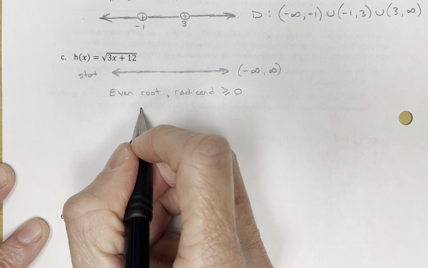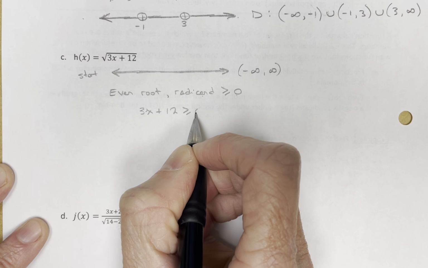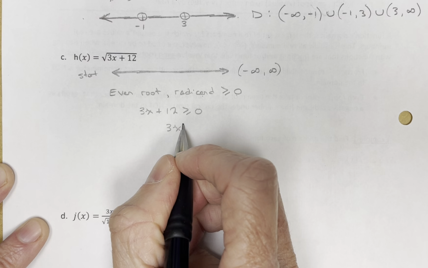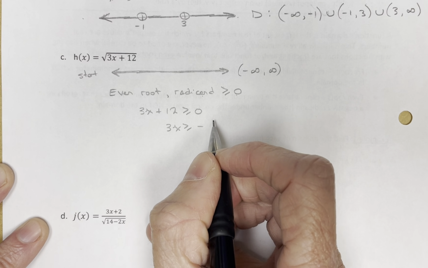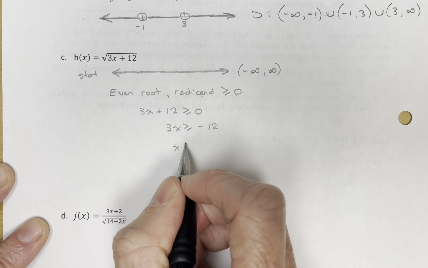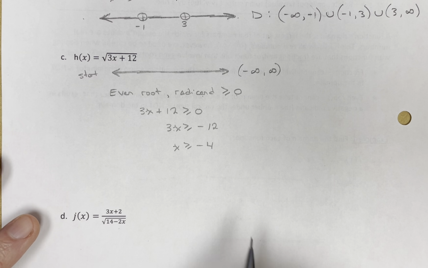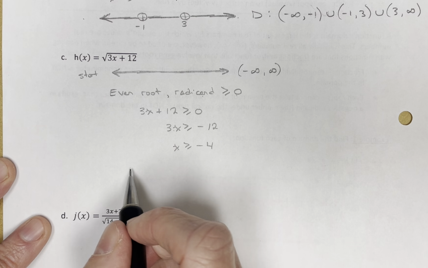My radicand is 3x plus 12. When is that greater than or equal to 0? We'll subtract 12 from both sides. 3x is greater than or equal to negative 12. I'll divide both sides by 3. X is greater than or equal to negative 4. Okay, so now all my x's must be greater than or equal to negative 4.